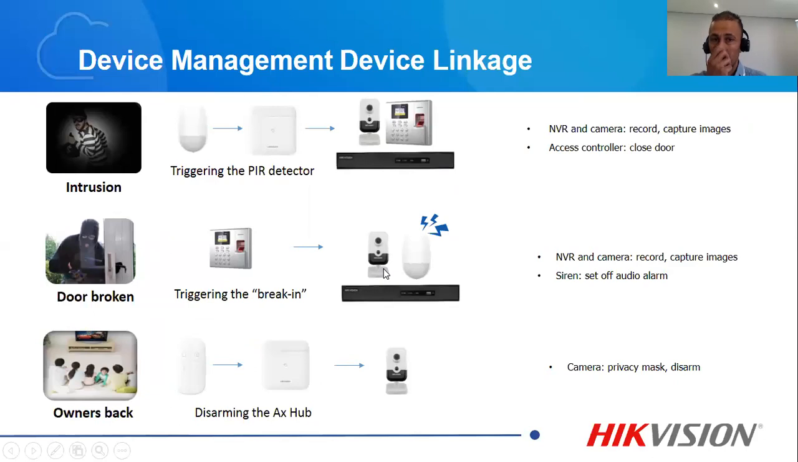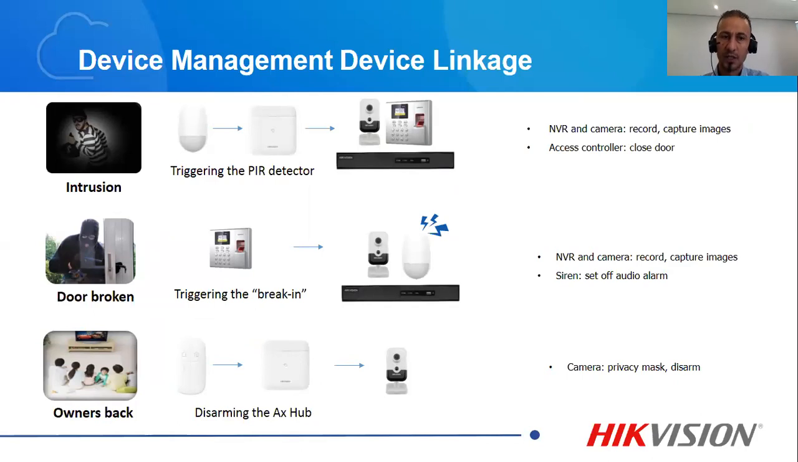Okay, like I just mentioned in the previous slide, we have our linkage rules. So we have a physical intruder at our physical door. What do we want to happen? Our PIR will pick up that there's a physical intruder. What do we want to happen? We want our camera to pick it up. We want our physical door to lock, and we want recordings to happen on our NVR.